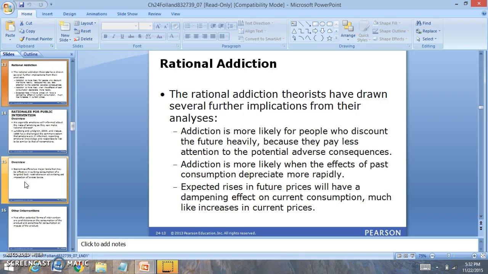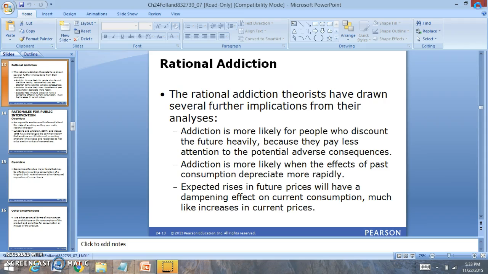Now, we have to first focus on what would be an addiction, and there are several theories that have drawn further implications from this analysis. Addiction is more likely for people who discount the future heavily. They really pay less attention to the potential adverse consequences. Addiction is more likely when the effects of past consumption depreciate. So we're looking at past events to focus on how that's going to influence future events. Those past events are very important sometimes, and it puts the government in a very challenging place because we don't know how to deal with these events, and they don't know how much intervention is needed in the markets.